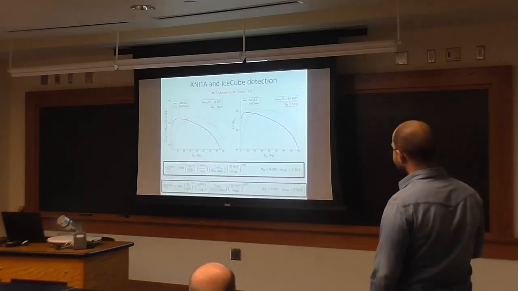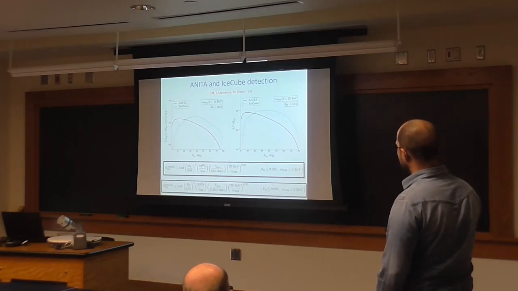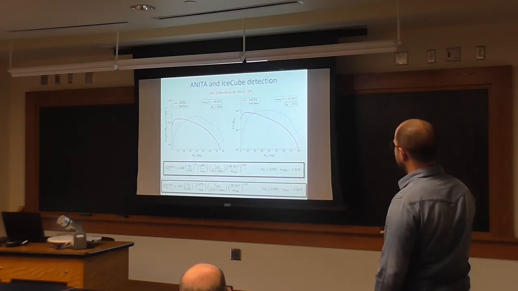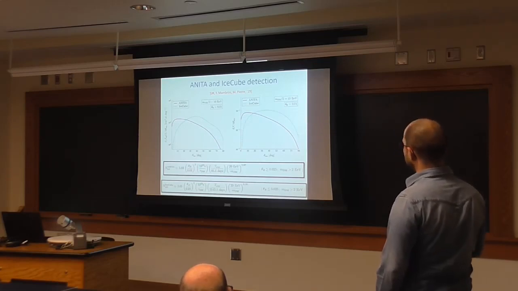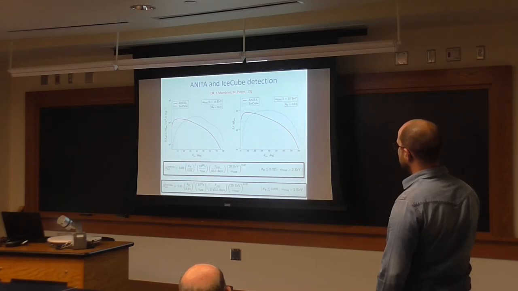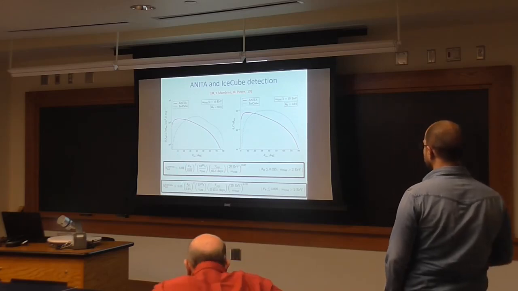And so that gave us a rough analytic estimation of how many events ANITA should have seen and IceCube should have seen for a given mixing angle, a given lifetime of dark matter, given exposure time, and given mass of dark matter. And you see that you can get a similar number of events, interestingly.